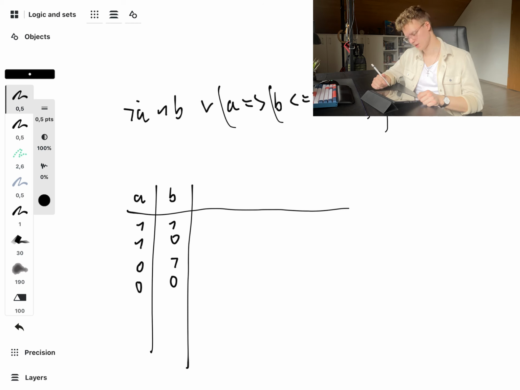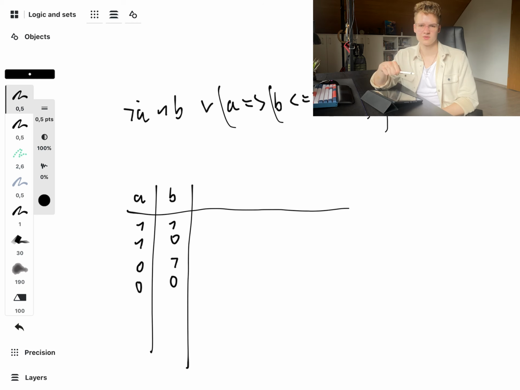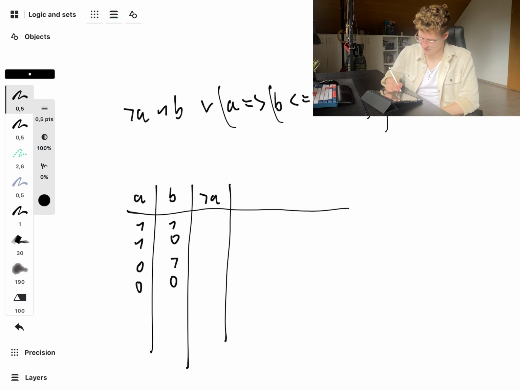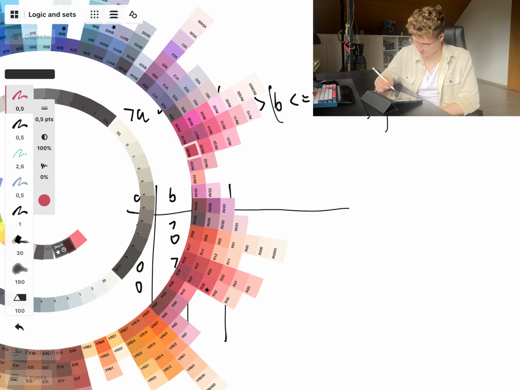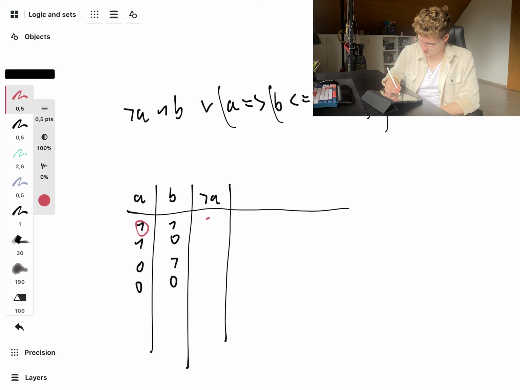Okay? Now, the first thing you do is write the negations. So we have not A, and we don't have not B anywhere, so we just have not A. What we're going to do is compare this and this one here. So if A is 1, then not A is 0. And for these two, it's going to be 1.